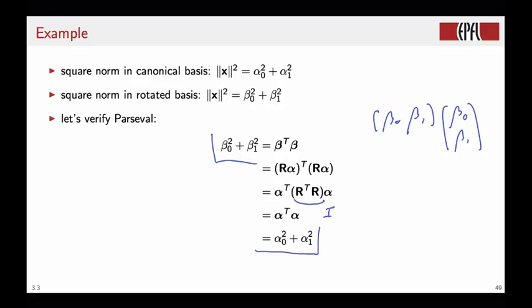Now we did this in 2 dimensions. It's obvious that this will hold in n dimensions for an arbitrary n. It turns out it also holds for infinite dimensional orthonormal bases. So that's Parseval's formula, a very important formula in signal processing.